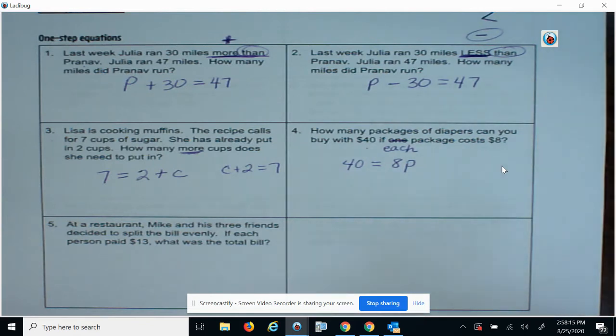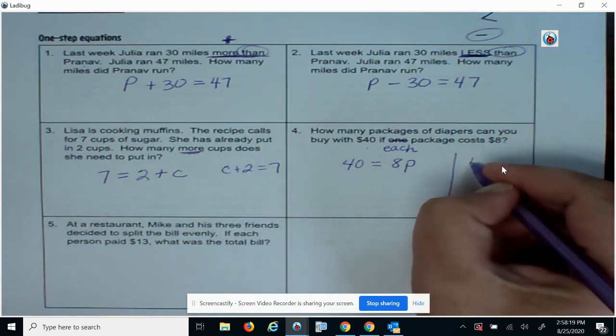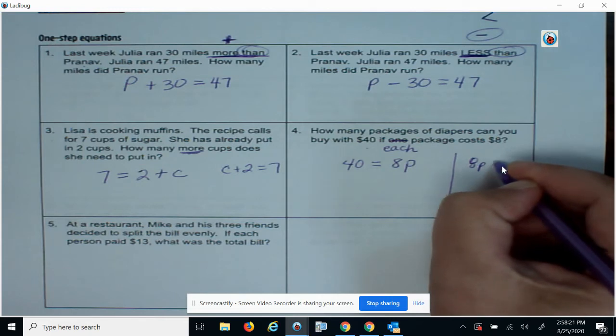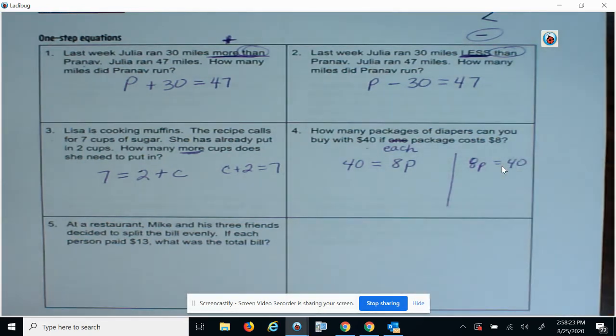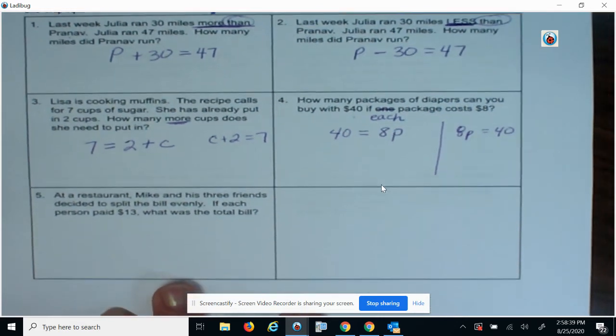And remember, this is the same as 8P equals 40, because we can flip the whole equation around. It's still the same thing. Okay, so know that even though your translation looks different than mine, it might be the same thing. And you will get credit for those on your Google form. So make sure you're able to solve that equation on your homework.